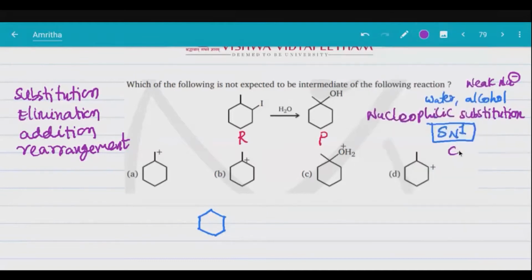So there must be carbocation formation. If there is a carbocation in any reaction, rearrangement is possible. Rearrangement means what? The molecule will rearrange to get stability. So all these are SN1. Step by step now we'll see.